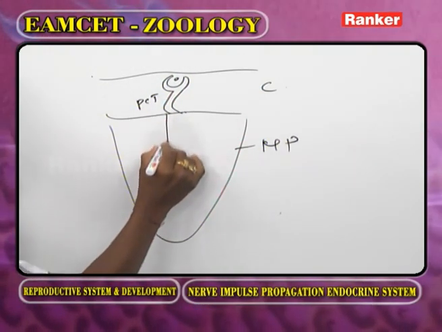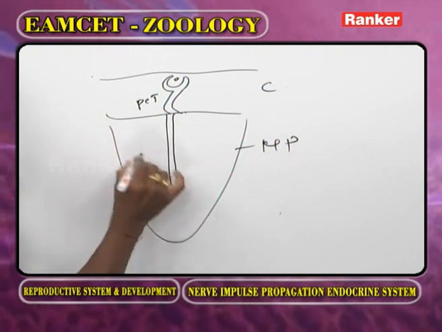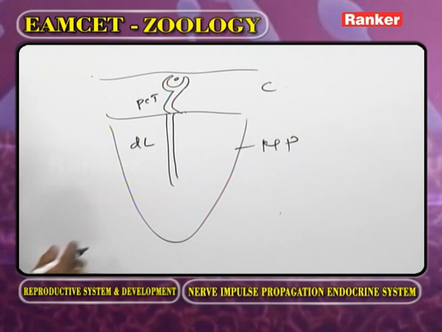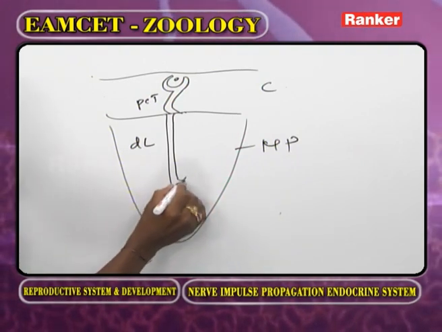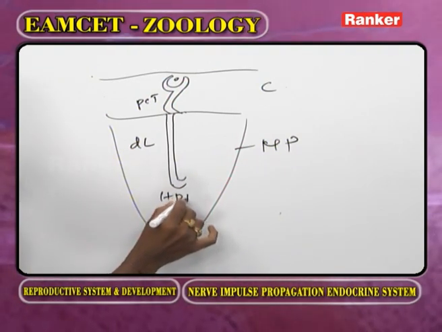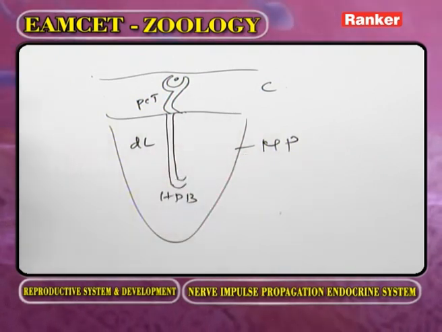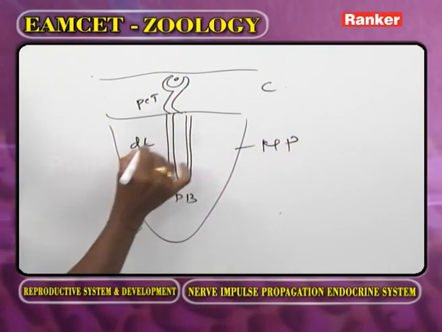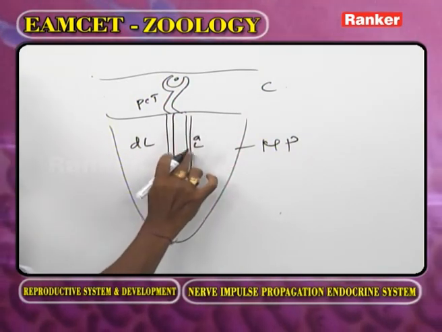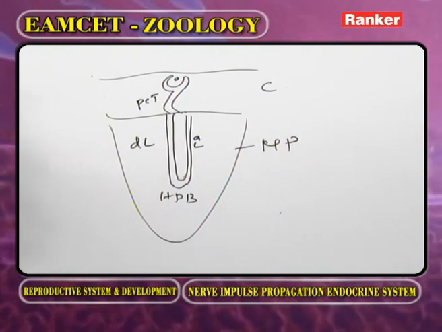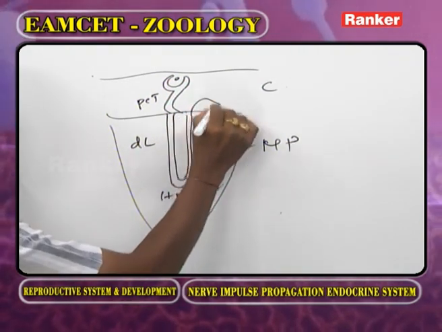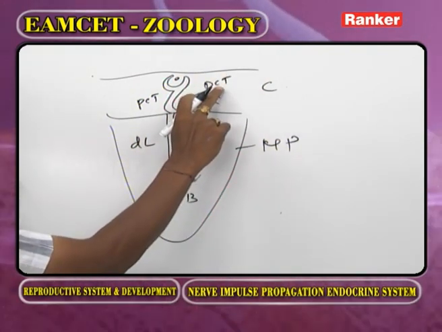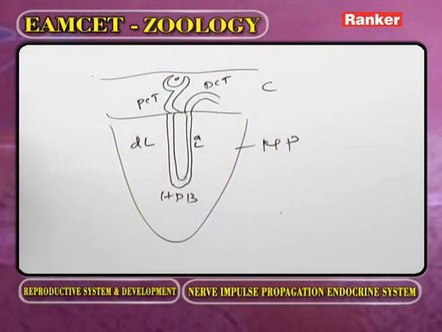Now it opens into the descending limb, which is present in the medulla. This is the hairpin bend, also present in the medulla. Now it opens into the ascending limb, which is also present in the medulla. Then it opens into the distal convoluted tubule, and the distal convoluted tubule is present in the cortex.